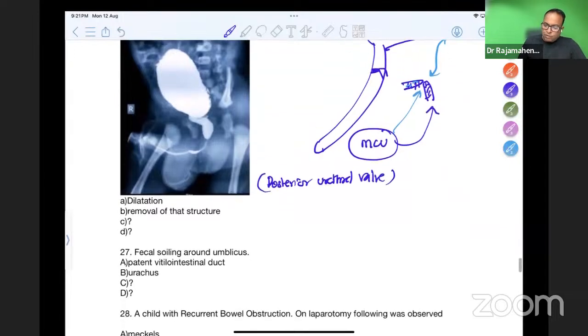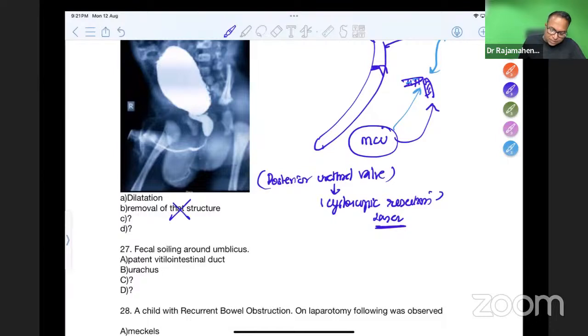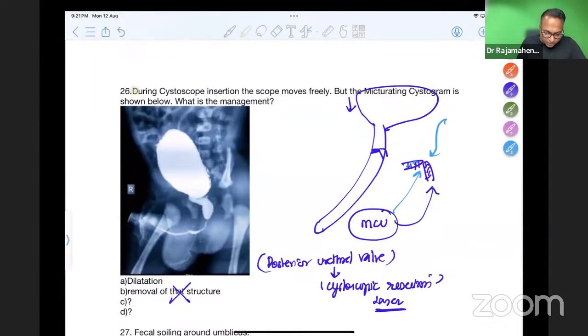So a posterior urethral valve can be easily treated by cystoscopic resection. Cystoscopic resection is enough. By means of laser, nowadays we are resecting. Removal of that stricture is not the correct answer. If it is a stricture, we will do dilatation, but if this history is there, it is not a stricture.